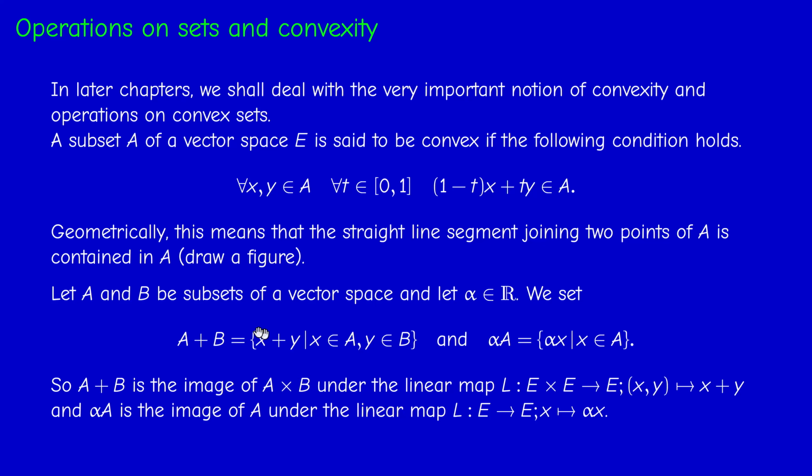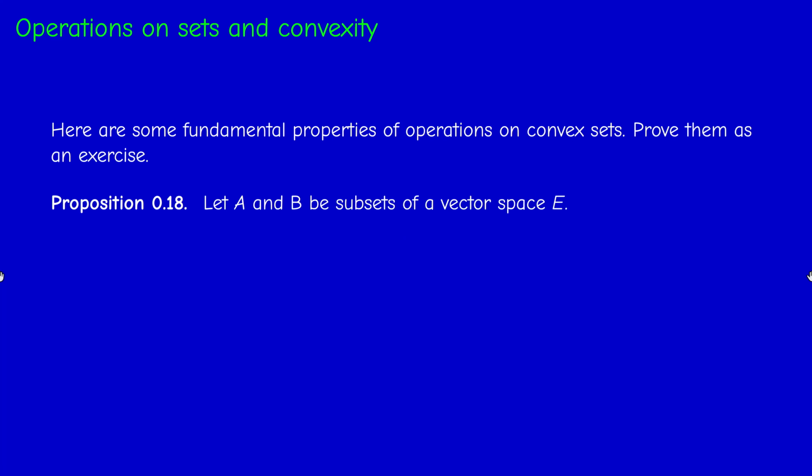The first set is the image under a linear map, not bilinear, linear on the product. The second one is also the image under a linear map from E to E, which is just the homothety. So the second set is the homothetic of A of ratio alpha with respect to the origin. This notation is very useful, and now I will combine all these notions together in a proposition.